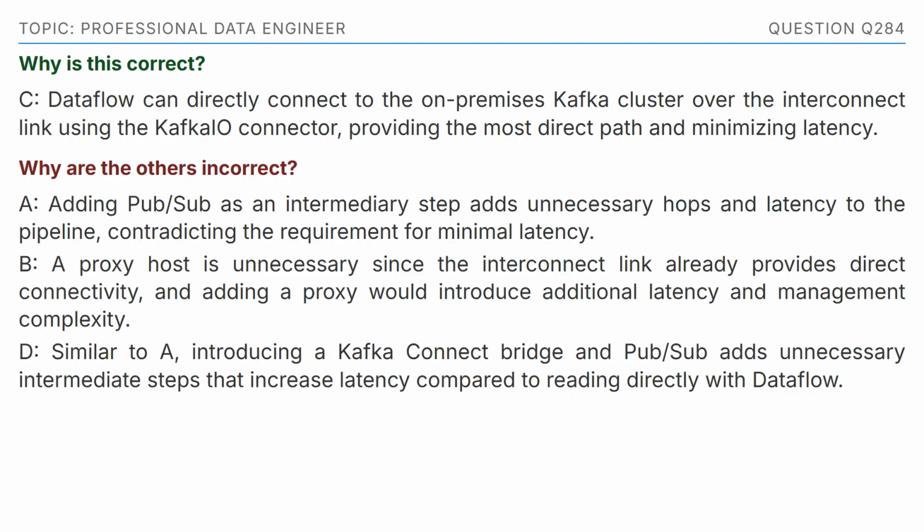Why are the others incorrect? A. Adding pub/sub as an intermediary step adds unnecessary hops and latency to the pipeline, contradicting the requirement for minimal latency. B. A proxy host is unnecessary since the interconnect link already provides direct connectivity, and adding a proxy would introduce additional latency and management complexity. D. Similar to A, introducing a Kafka Connect bridge in pub/sub adds unnecessary intermediate steps that increase latency compared to reading directly with Dataflow.